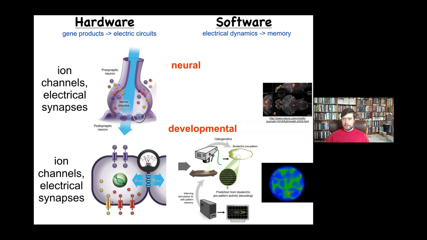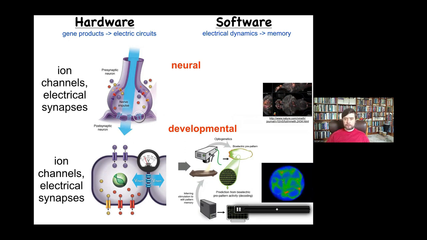Every cell in your body has ion channels. Most cells have these electrical connections. And we can do the same kind of decoding, this kind of non-neural decoding, by looking at electrical activity. This happens to be an early frog embryo. We're visualizing the electrical patterns. And again, we try to decode, where is it trying to get to in anatomical morphospace?